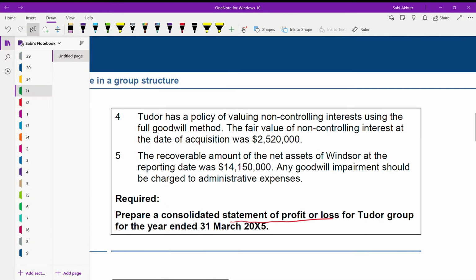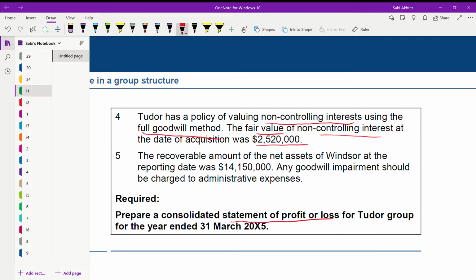Coming to the fourth. Tudor has a policy. You will be given the policy of valuing your goodwill or NCI, whatever it is. Sometimes they might tell you that the policy of measuring NCI is fair value, or sometimes they might use the words full goodwill method. Full goodwill method or fair value of NCI is the same thing. So if it's the full goodwill method, they will give you the fair value of NCI, which in this case is 2,520,000.